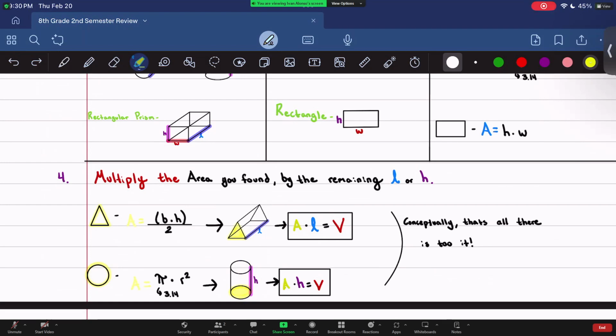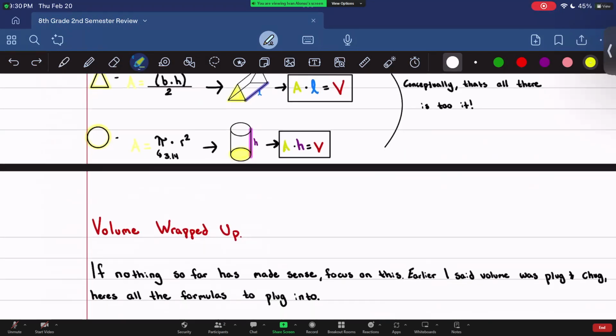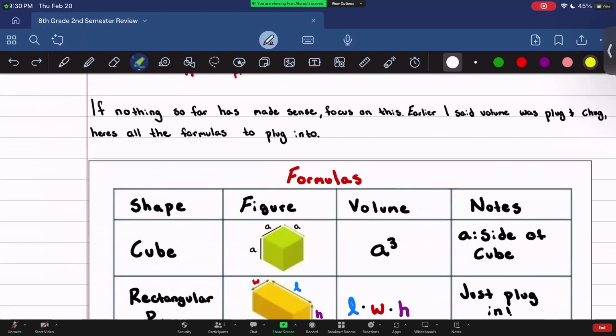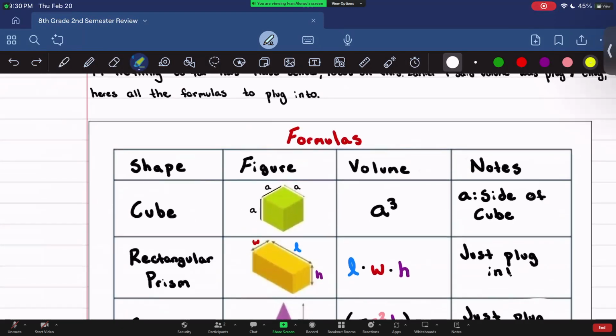Like I said, if none of that makes sense to you, that's okay, right? You don't even need to know any of that. It's just to understand what's going on. And I just mentioned, if none of that made sense to you, just focus on this, okay? These are your formulas, right? I've written them here, telling you what the shape is, what the figure is.